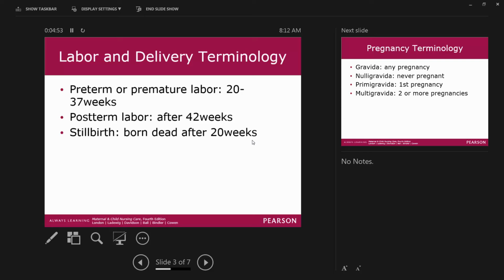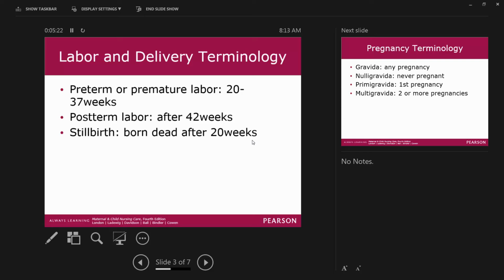Preterm or premature is anything between 20 and 37 weeks. So if she delivers before 20 weeks, regardless of why, it's an abortion. But if she labors and delivers after 20 weeks, but before 37, we're going to call her preterm. Okay? Or premature. Preterm or premature. And then post-term is after 42 weeks.